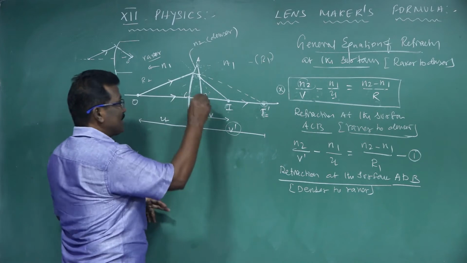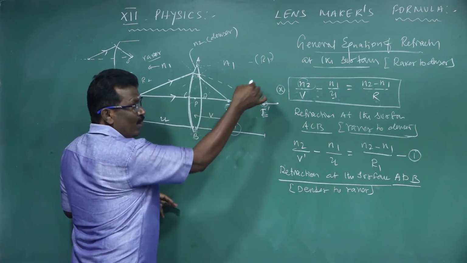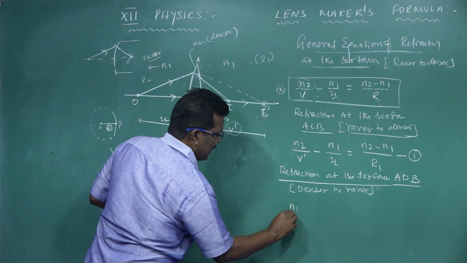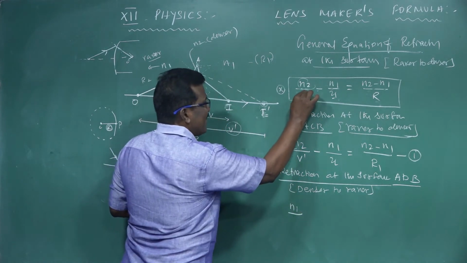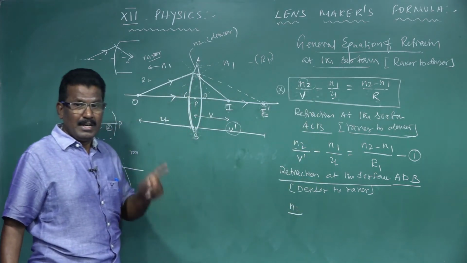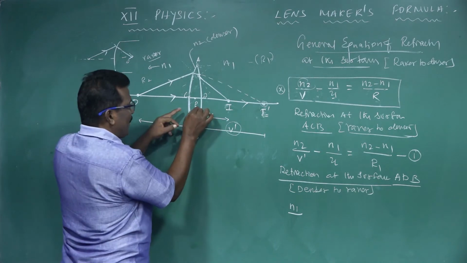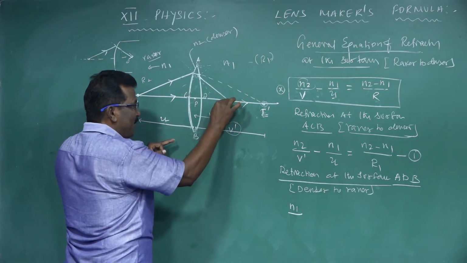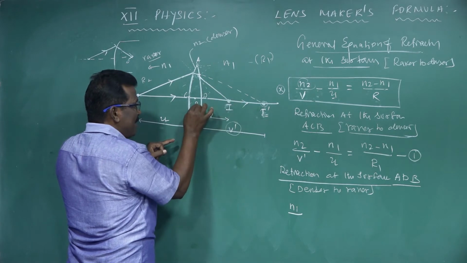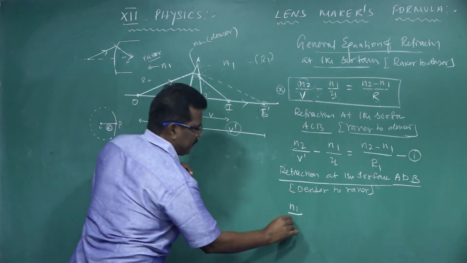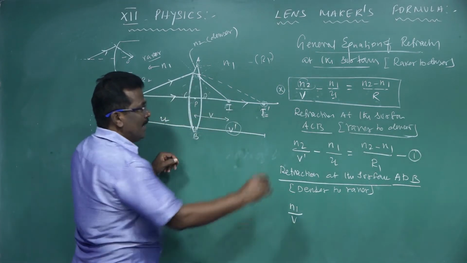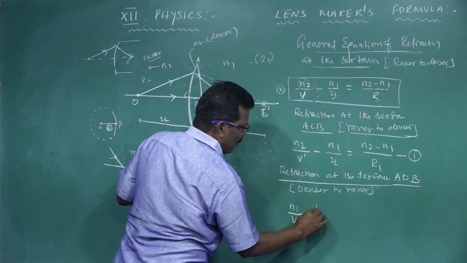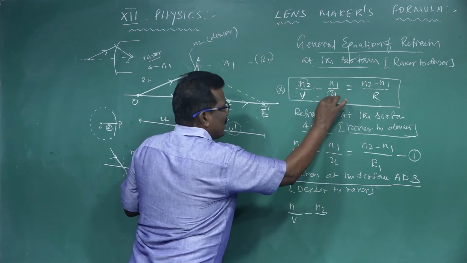Now light travels from denser medium to rarer medium. Now rearrange, now alter. Instead of N2, put N1 divided by V. V is the image distance. So the image for the pole, after refraction at ADB, is formed at a point I. The distance between P and I is V, the same V, minus N, instead of N1 you put N2. N2, what is U?